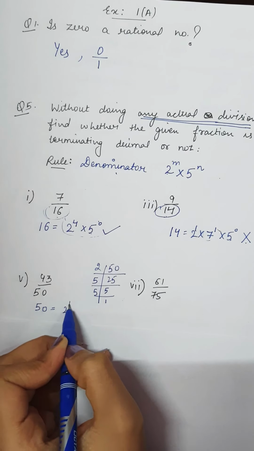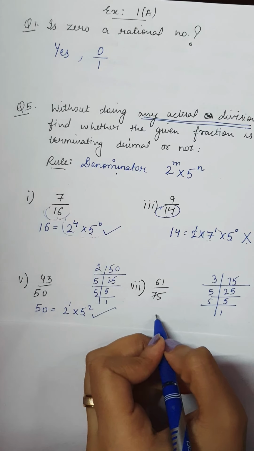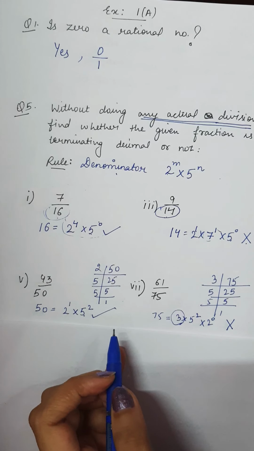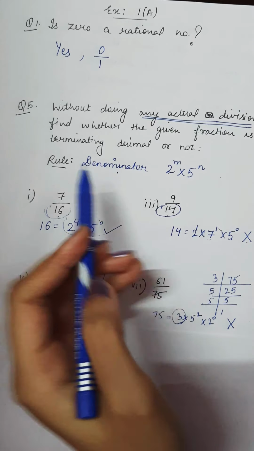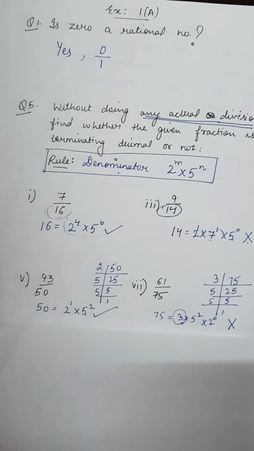Now let's check 75. So divided by 3. In fact I can say directly 75 can be expressed as 3 into 5 squared. Here I can add 2, but 3 will remain here. So this is non-terminating. So do you understand? Two ways are there. Either you actually do the division and decide whether the decimals are terminating or not, or otherwise you can use this rule of checking whether the fractions are terminating or non-terminating.